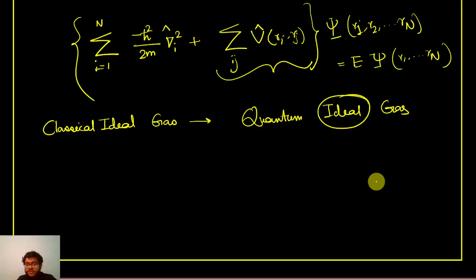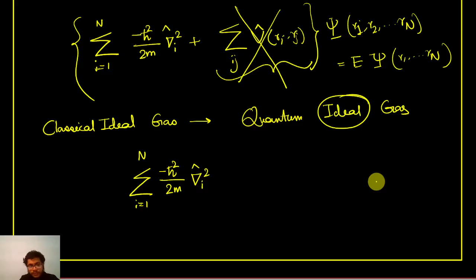So there is a difference, but it's still ideal. And what is an ideal gas? Ideal gas means that two electrons don't talk to each other, they don't interact. So we can completely forget about this term, and we are left with this.